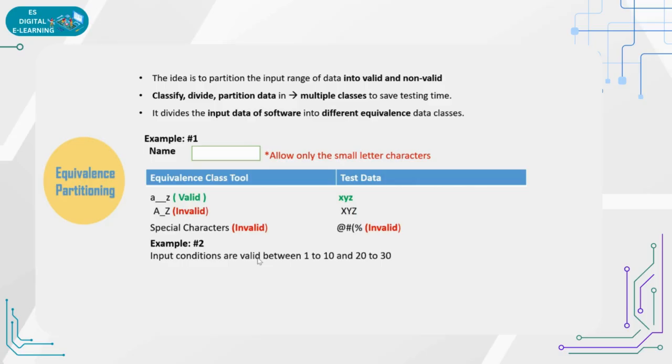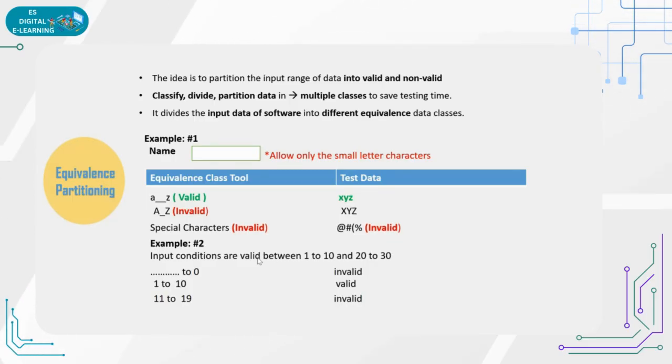The input 1 to 10 is valid. Again, 20 to 30 is valid. So what are the valid numbers? 1 to 10 and 20 to 30. Whatever is less than 0 is invalid, right? Again, 1 to 10 is valid, and 10 to 20 is invalid.